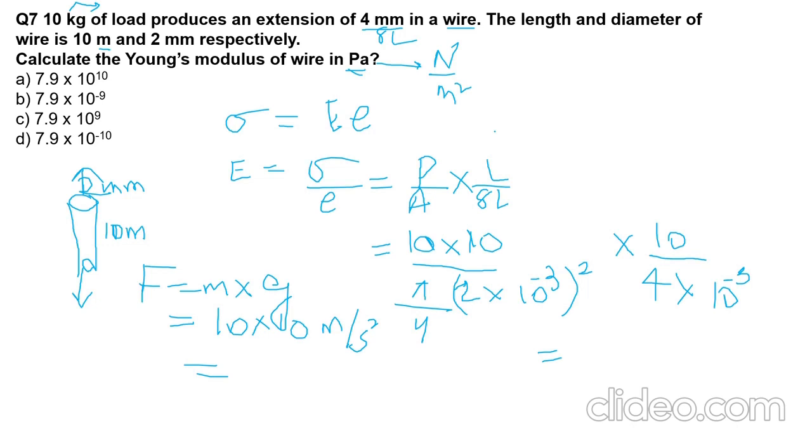So can anybody tell what is the right answer? Madam, 7.9 into 10 to the power 9. Yes, this is the right answer. So you have Young's modulus of 7.9 into 10 to the power 9. Okay. So now we can move to the next question.